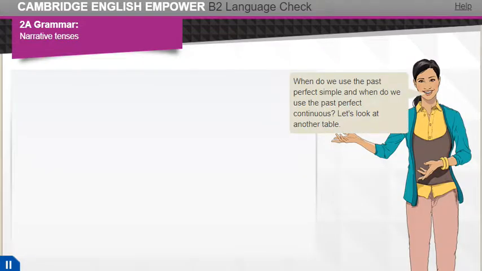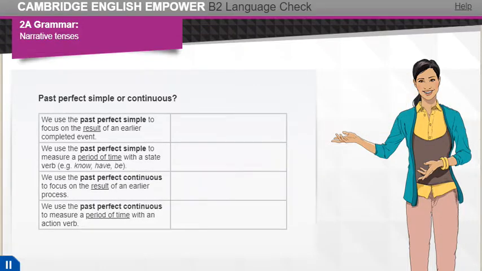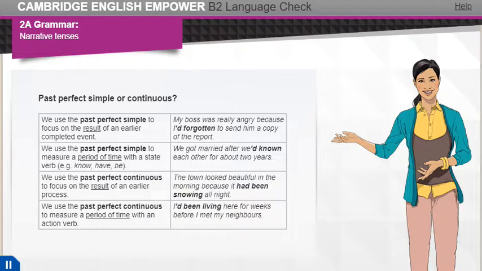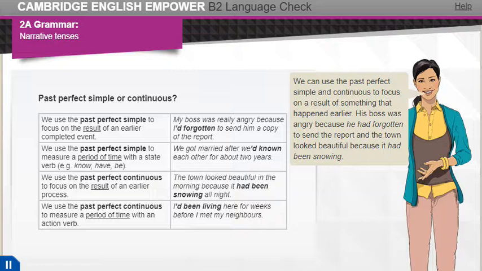When do we use the past perfect simple, and when do we use the past perfect continuous? Let's look at another table. We can use the past perfect simple and continuous to focus on a result of something that happened earlier. His boss was angry because he had forgotten to send the report, and the town looked beautiful because it had been snowing.